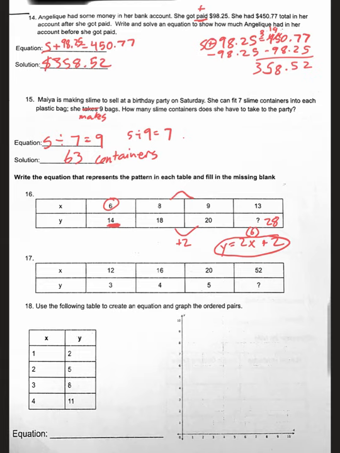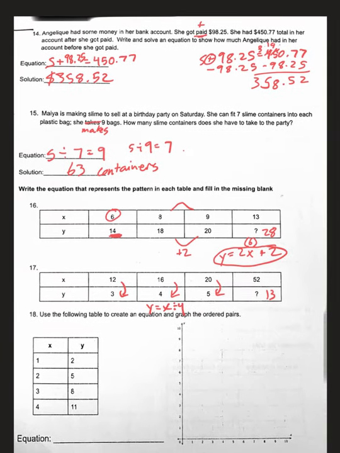Number 17, this one doesn't have any x values in order. I just have to say, how did I go from 12 to 3, 16 to 4, 20 to 5? You can see I'm dividing by 4. So my equation is y equals x divided by 4. My answer, 52 divided by 4 is 13. Sorry.